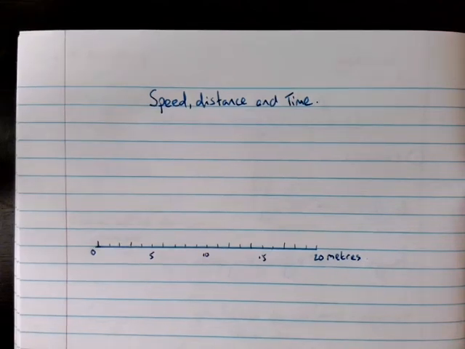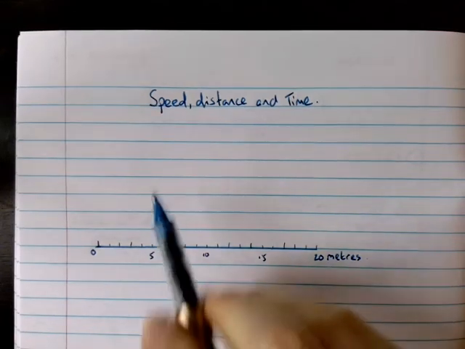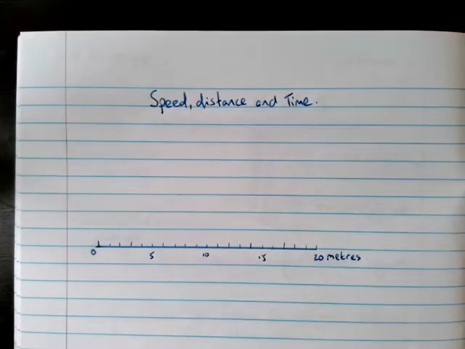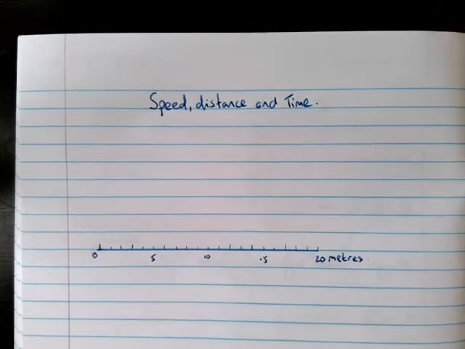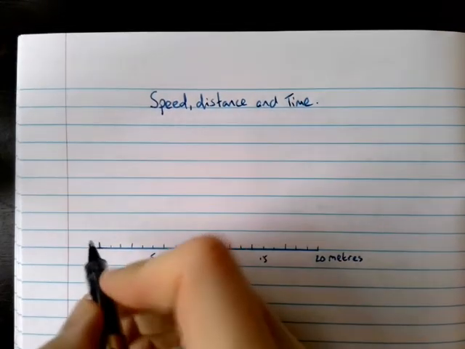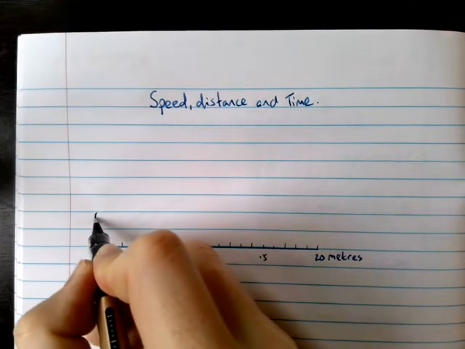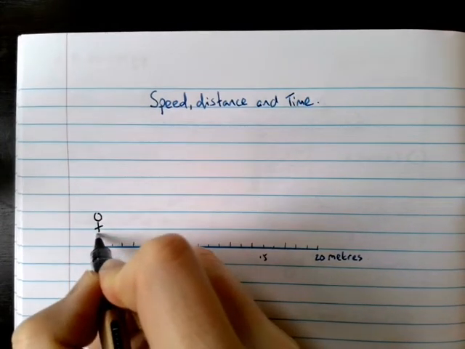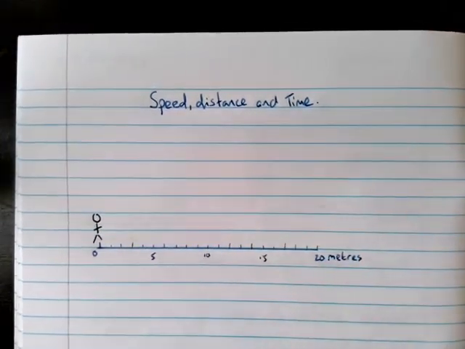Okay, today we're going to start a new topic on speed, distance and time. This is quite straightforward, so let's just get started. Let's imagine that there are two people, and these two people are going to walk along this line.